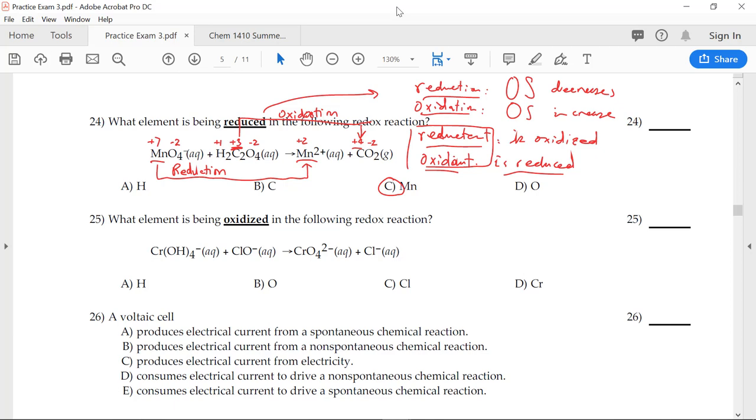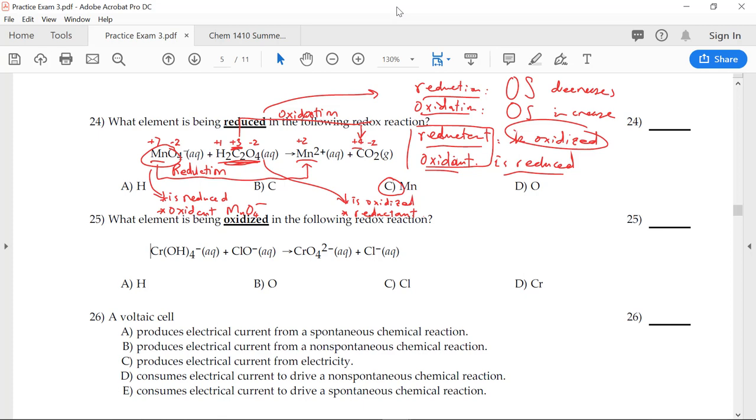In other words, manganese in MnO4 minus, or permanganate ion, is being reduced. Remember, what is being reduced? The oxidant. So that one serves as the oxidant. If we ask which of the following is the oxidant, it will be MnO4 minus, or permanganate. Similarly, carbon inside this compound is being oxidized. So what is being oxidized? It's the reductant. Hopefully this example helps you understand the four different concepts: reduction, oxidation, reductant, and oxidant.